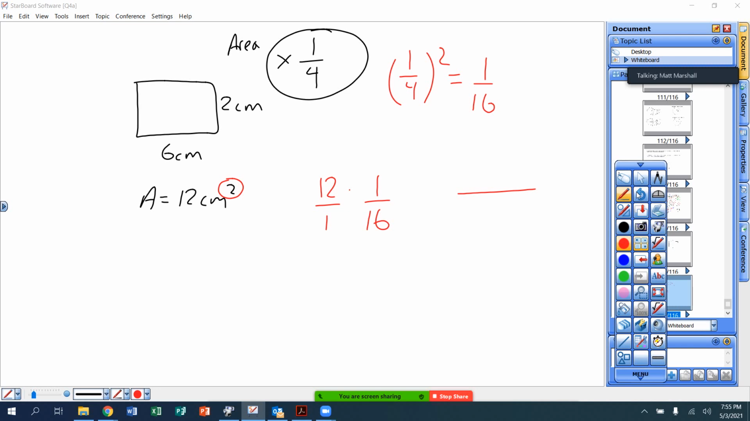So that would give you 12/16 for that one. Mm-hmm. So if I did that, let's do that on my calculator. Yeah, 3/4. So yeah, that would give you 0.75 centimeters squared, or 3/4 centimeters squared.